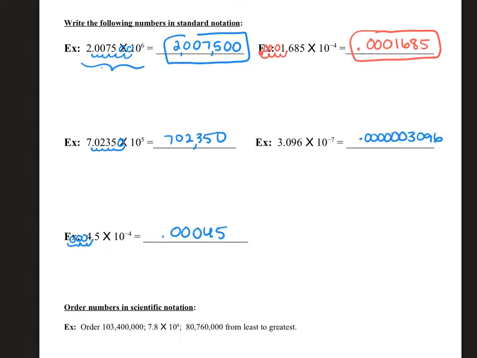and so I get 0.00045. So at this point, we're going to go back to the first page. So pause the video, turn back to the first page, and now we're going to work on putting numbers from standard notation into scientific notation.